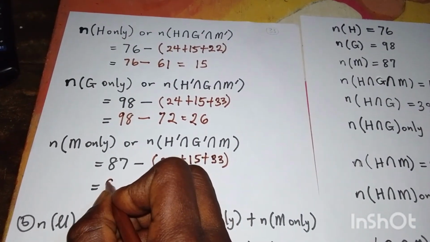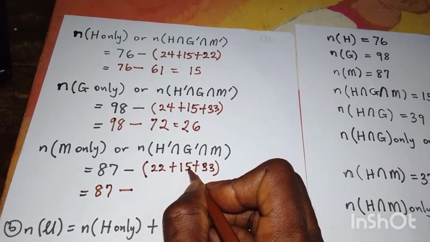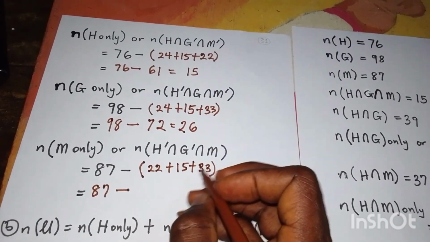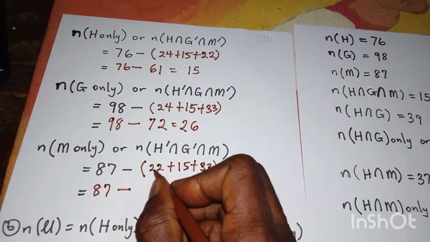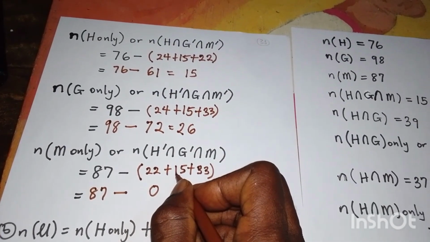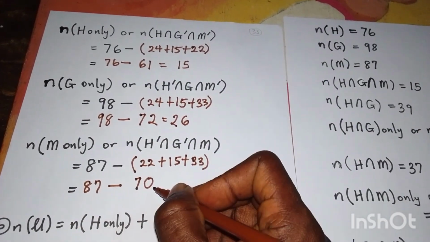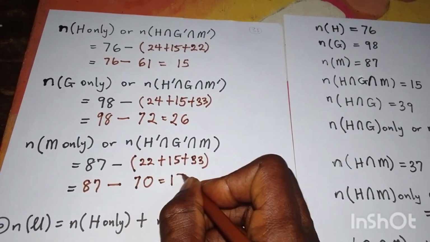So that will give us 87 minus 2 plus 5, 7. 7 plus 3 is what? 10. Write 0, remainder 1. 1 plus 2, 3. 3 plus 1, 4. 4 plus 3 is what? 7. Making 87 minus 70 will give us 17.